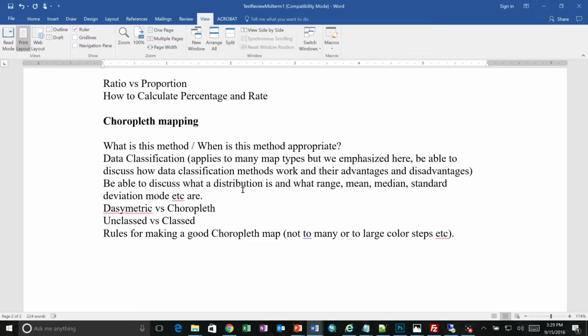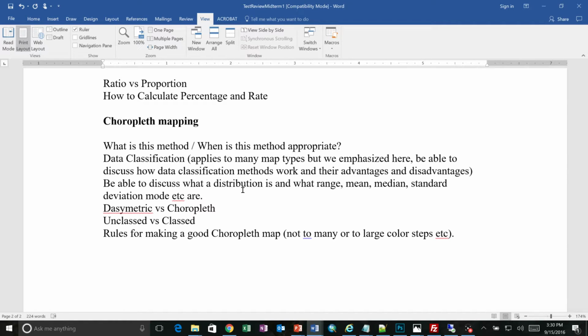All right. Be able to discuss what distribution is. I guess I left it off of there. Anyway, range, mean, median, standard deviation, mode, etc. What those are. And I said min max, so you should know what that is. Min and max, minimum and maximum, and an outlier. Outliers on there too. That's the question that I meant there.